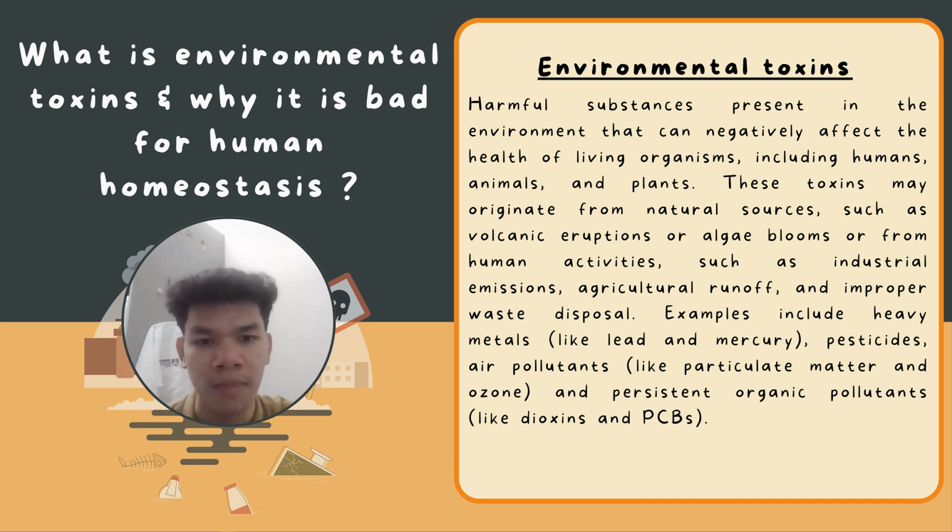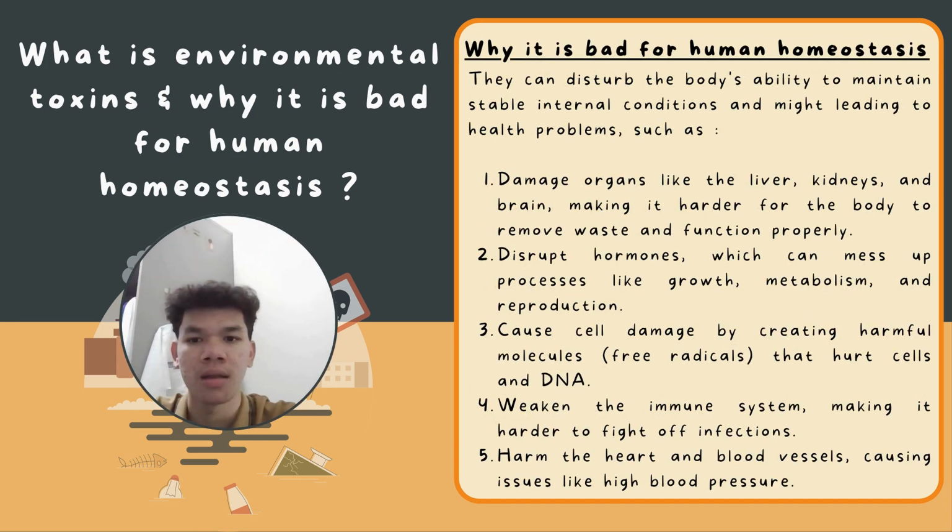Examples include heavy metals like lead and mercury, pesticides, air pollutants like particulate matter and ozone, and also persistent organic pollutants such as dioxins and PCBs. That's why they are bad for human homeostasis. This is because they can disturb the body's ability to maintain stable internal conditions and might lead to health problems, such as damage to organs like the liver, kidneys, and brain by making it harder for the body to remove waste and function properly.